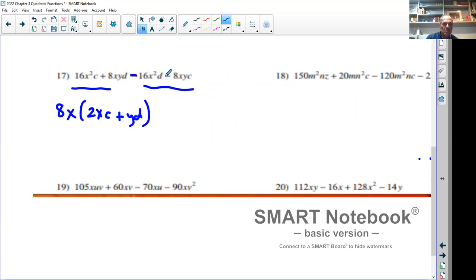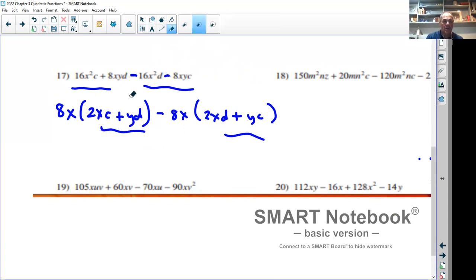Here we have the two negatives in a row. I'll factor out a negative 8. And I have 2XC plus YD. Well, that's not a match at all, is it? Could I have factored it differently? Let me just check. Does that look right? I think we did it right. Okay, but these are not the same at all, so it didn't work.